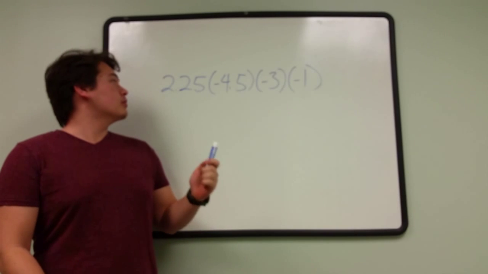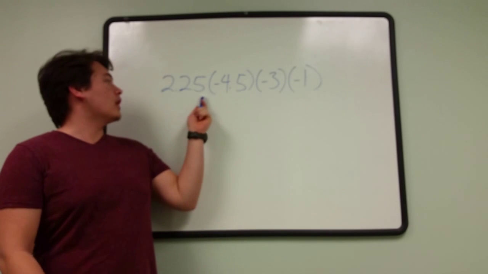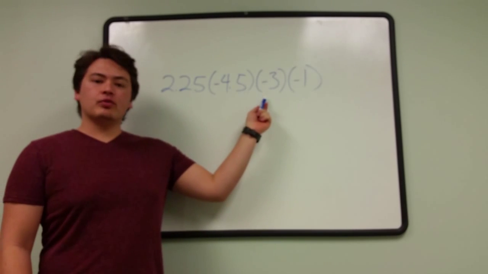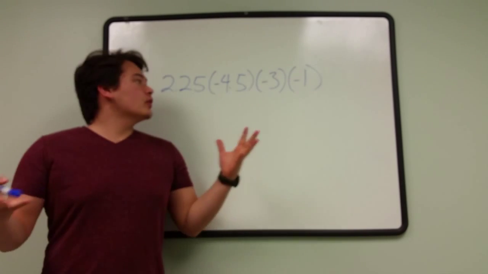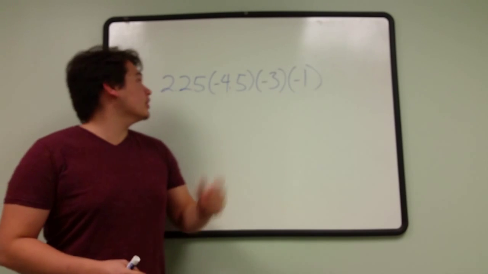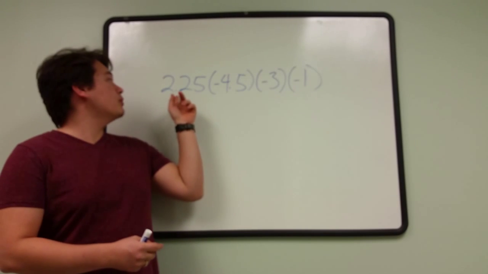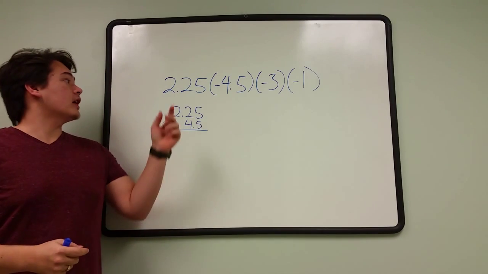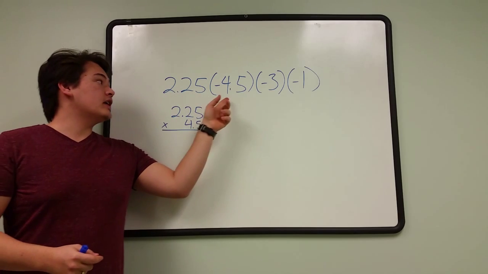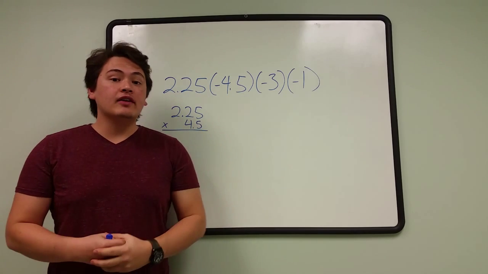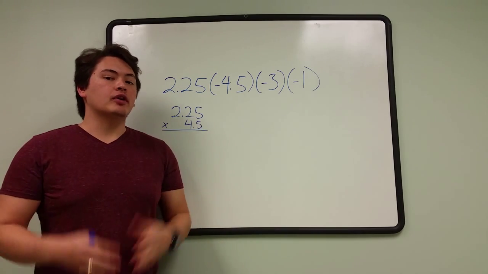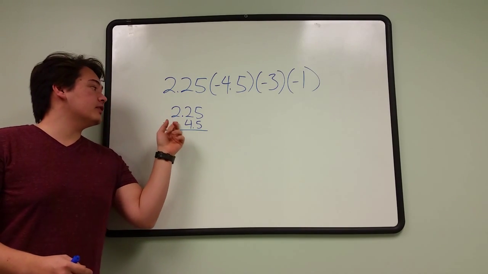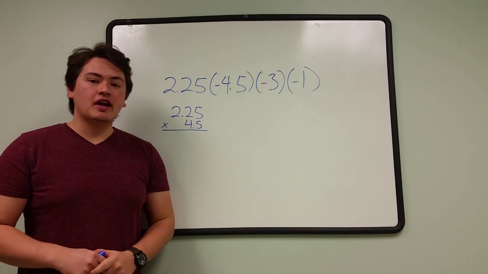This question is asking to multiply 2.25 times negative 4.5 times negative 3 times negative 1. So we're going to split this up into two parts, starting with the multiplication of 2.25 and negative 4.5. Whenever you're multiplying a positive number by a negative number, we know that the answer is going to become a negative number. A negative times a positive makes a negative. So when I multiply these two numbers, I know my answer is going to be negative.